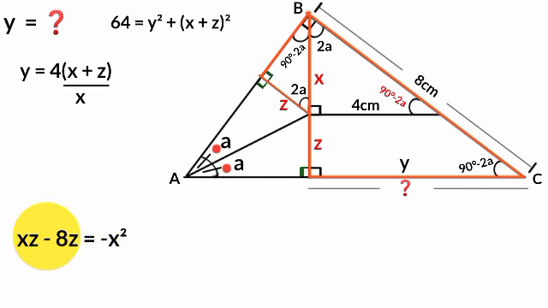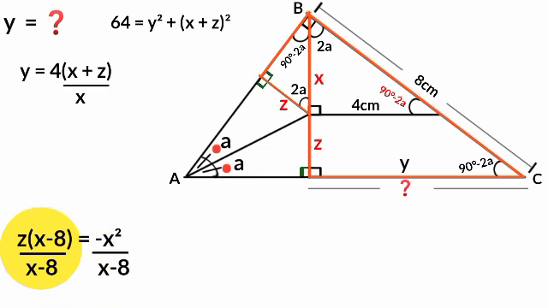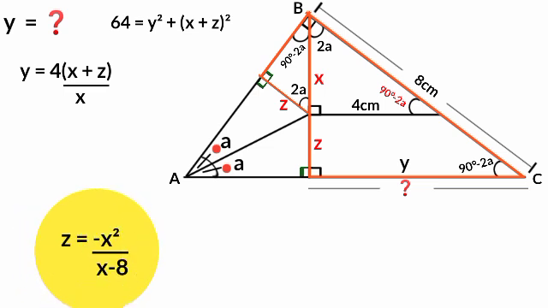From here, xz minus 8z, if you factor out z, it will be z(x minus 8). So z(x minus 8) equal to minus x squared. Divide both sides by this x minus 8. Here x minus 8 cancels x minus 8. So z equal to x squared all over x minus 8.